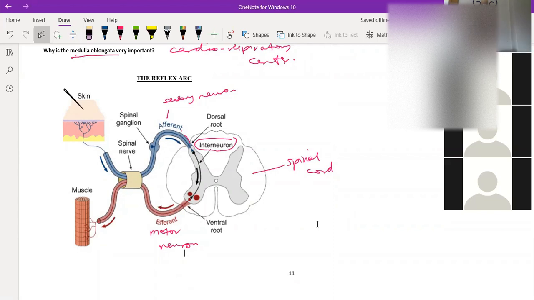Which group of chemicals is not normally found in most living things? A, carbohydrates; B, proteins; C, silicates; D, nucleic acids. Which one is not found? C, correct, silicate. Silicate, like silica, like glass, used to make glass. Can you repeat the page again? 218. Thank you.